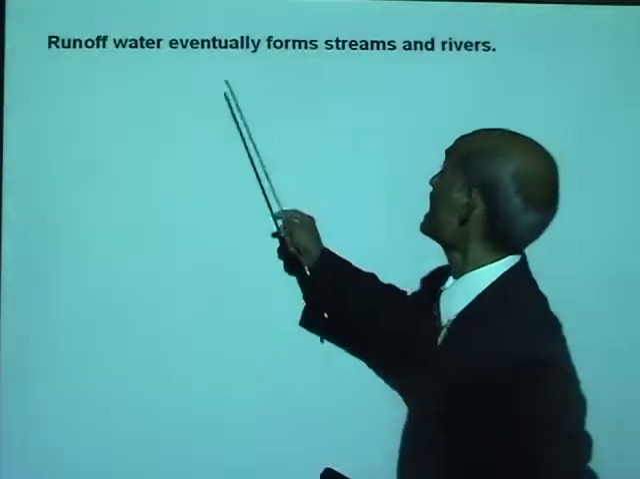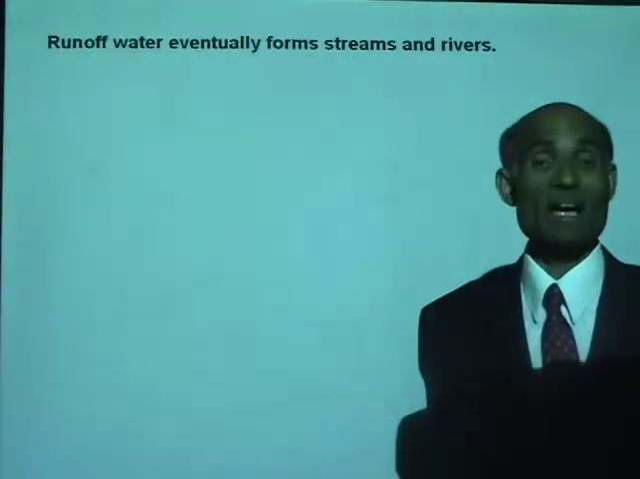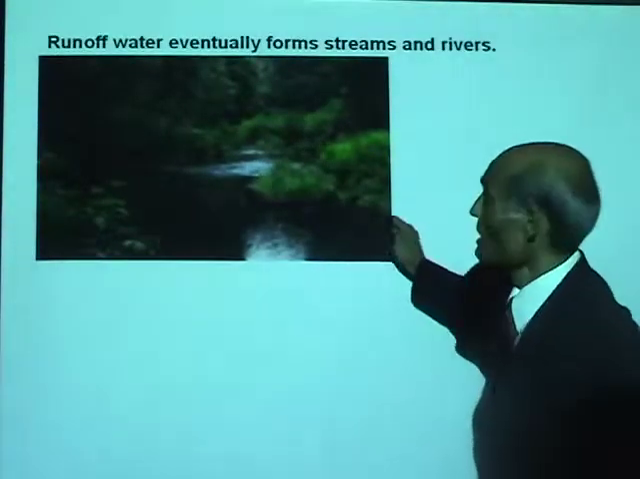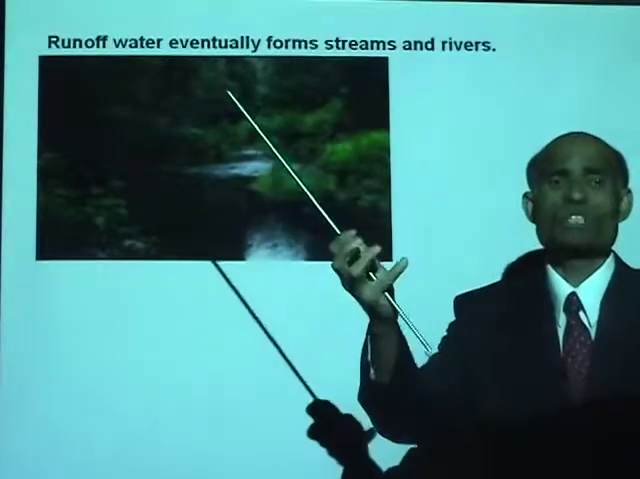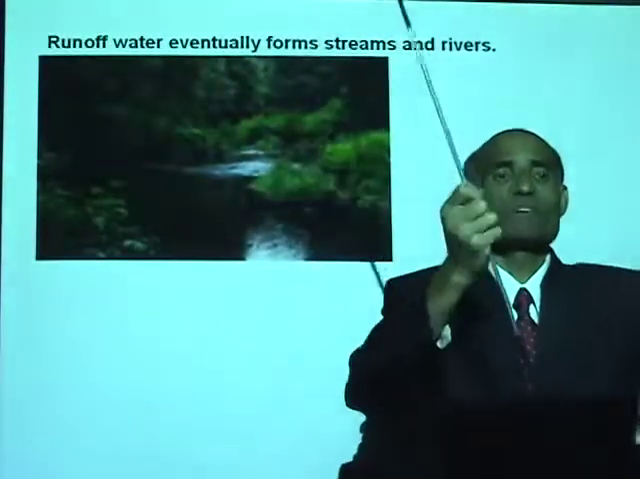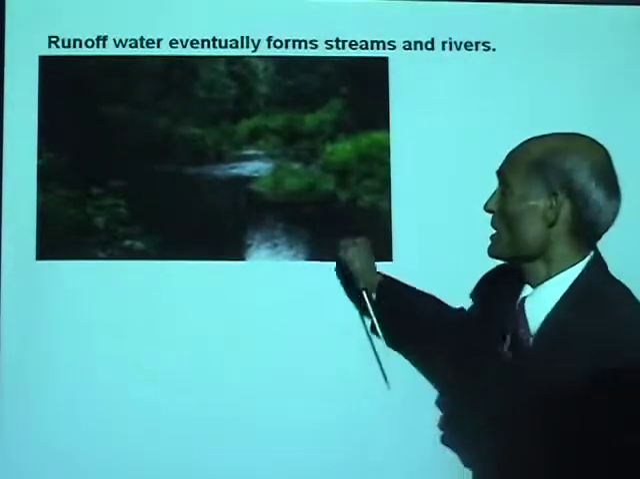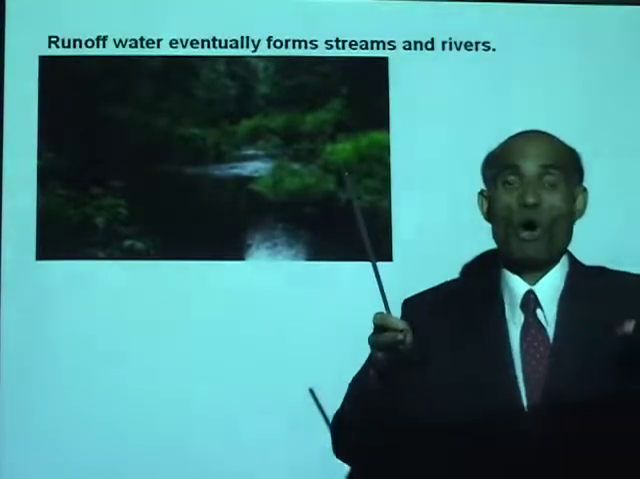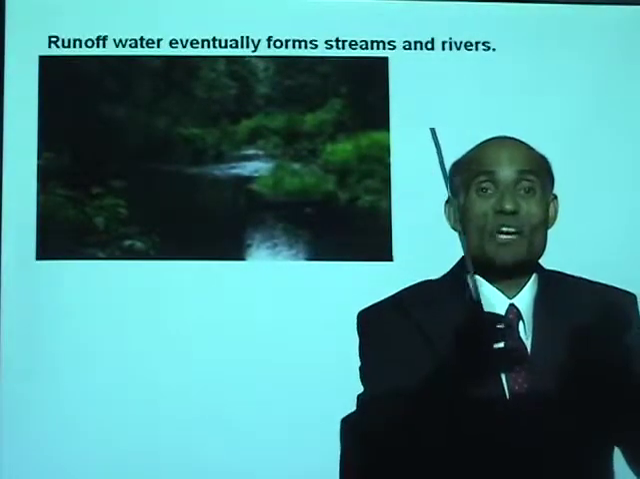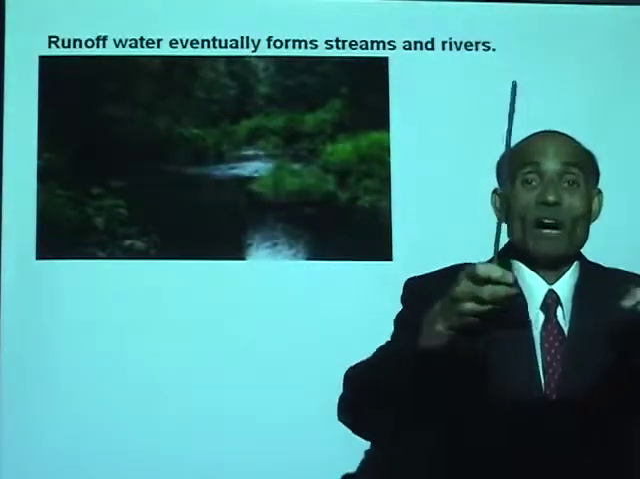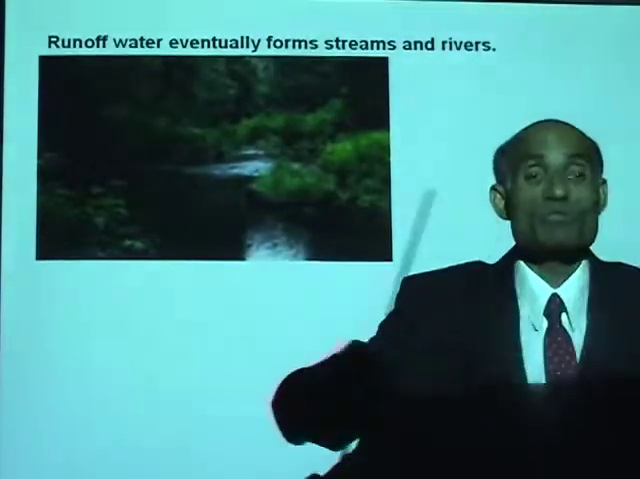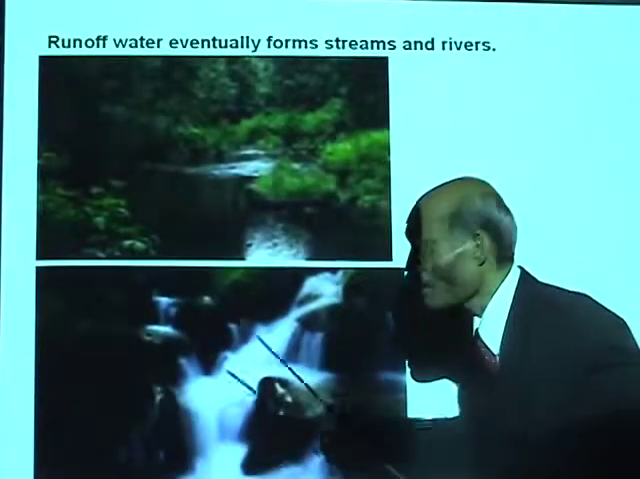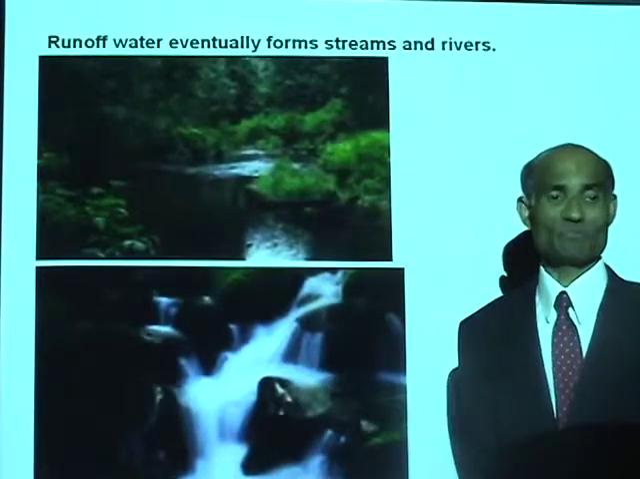The runoff water eventually forms streams and rivers. You are familiar with these kinds of situations. These rivers are actually water that runs off from various parts of a locality, which gets collected and then forms a stream, and small narrow streams join together to form big streams, and the big stream will then join into the river to become a big body of water. And these are things that we are generally familiar with.